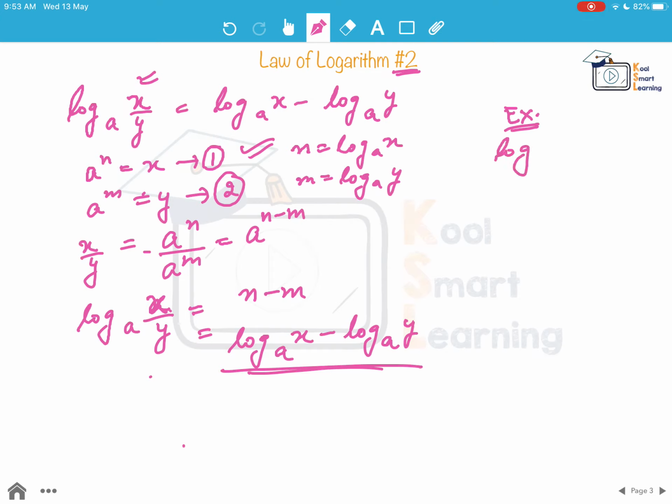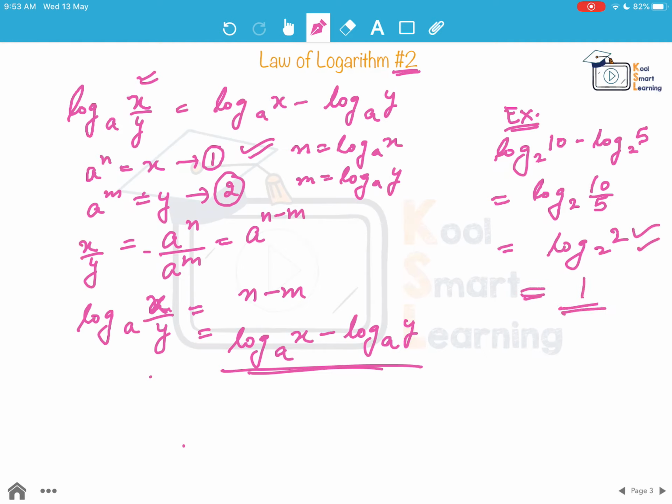Now supposing we have to evaluate log of 10 to the base 2 minus log of 5 to the base 2. So we can say that this is equal to log of 10 divided by 5 to the base 2, which is nothing but log of 2 to the base 2, and this is 1. This we know from the facts of logarithm, that log of any number to the same base is 1. So log of 10 to the base 2 minus log of 5 to the base 2 is nothing but 1.